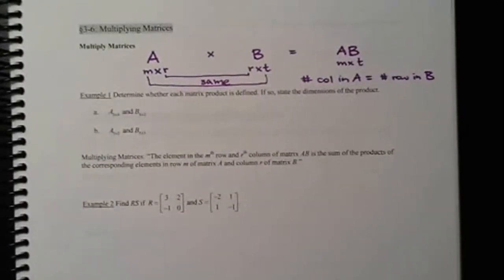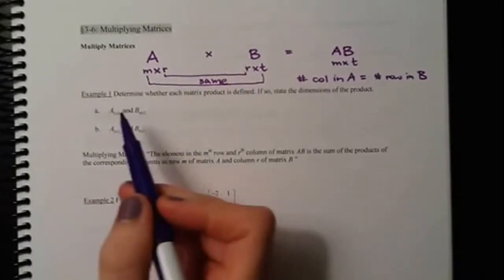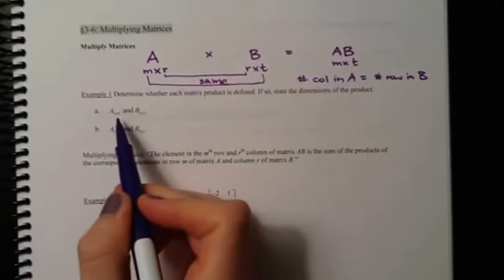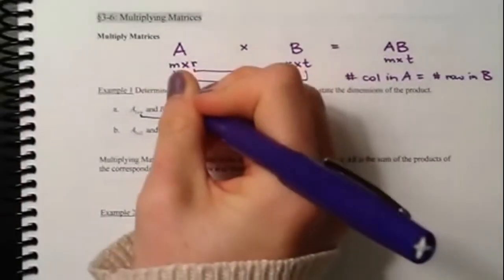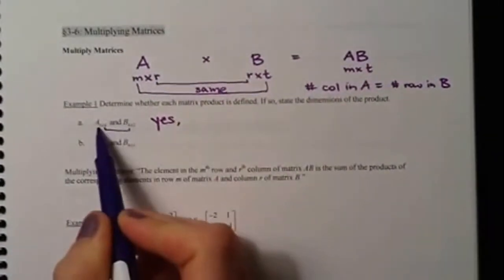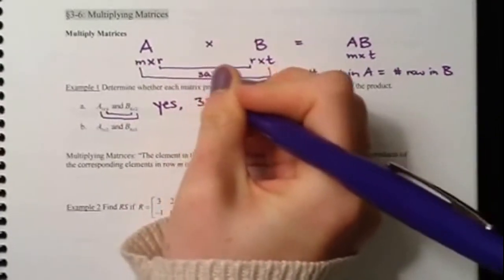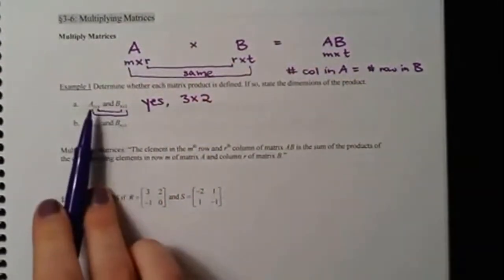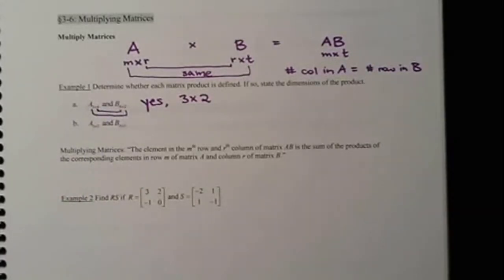So let's practice that. Determine whether you can multiply these together. If so, state the dimensions. A is a 3 by 4, B is a 4 by 2. Their middle two numbers do match up. So yes, the product would be defined. Yes, you are allowed to multiply them together. And the new dimensions would be the outside two numbers. So it forms a 3 by 2 matrix when you multiply them together. 3 rows from the first, 2 columns from the second.